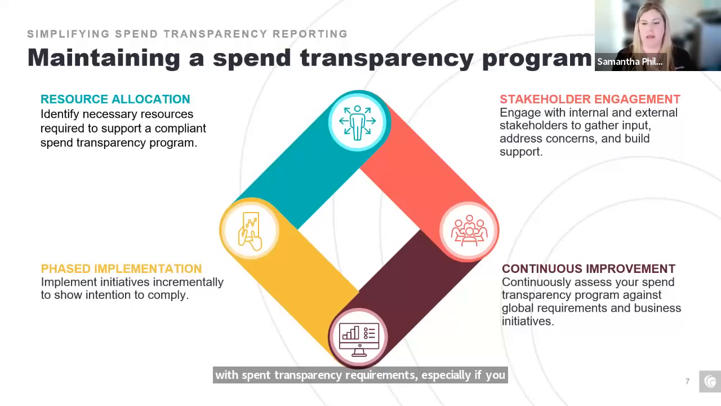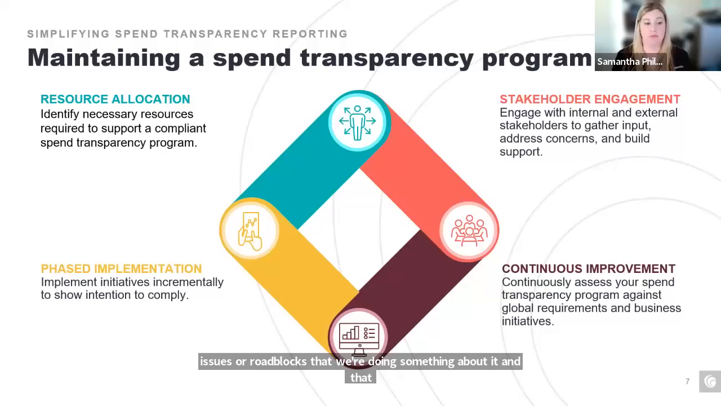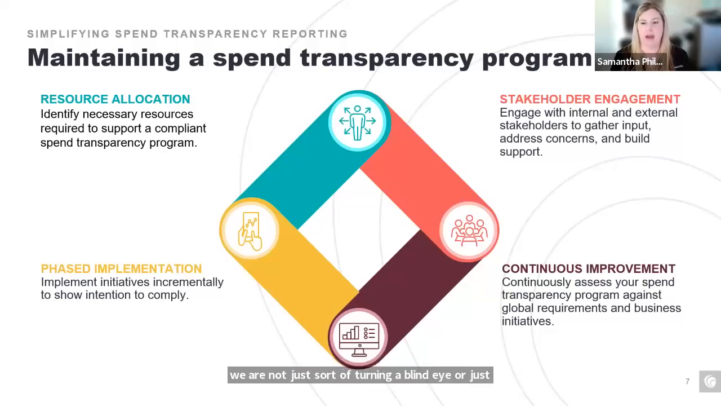The next two go hand in hand, right? Phased implementation and continuous improvement. When we think about spend programs, and truthfully all things compliance, we want to show and demonstrate that our intent is to comply, and our intent is to comply fully. And whenever we identify potential issues or roadblocks, we're doing something about it, and we are not just turning a blind eye or pretending that things are fine. So I think a good strategy can be phased implementation, right? We're going to talk about a lot of ideas and a lot of things today.